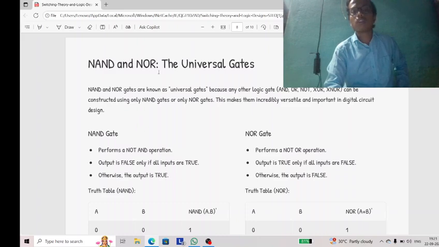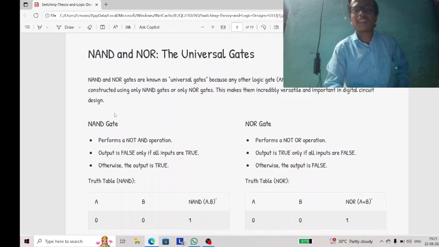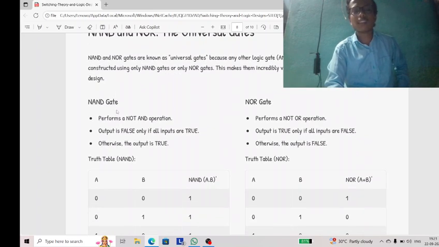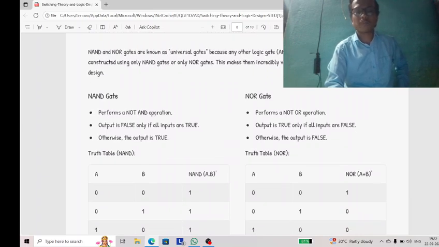The name universal logic gate comes from this. These are the main gates, NAND and NOR. See the NAND gate and NOR gate. The NAND gate performs a NOT AND operation. Output is false only if all inputs are true, otherwise the output is true. The NOR gate performs a NOT OR operation. Output is true only if all inputs are false, otherwise the output is false.